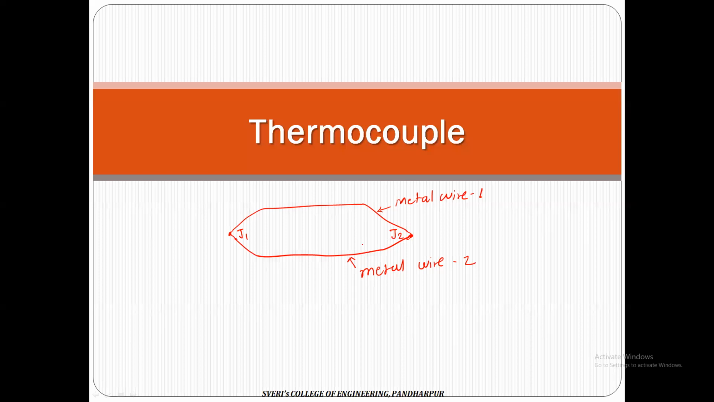If the temperature of these 2 different junctions is different, suppose the temperature of junction J1 is T1 and the temperature of junction J2 is T2. Different means I assume that T1 is greater than T2. Is it right? It means the temperature of junction J1 is greater than the temperature of junction J2.